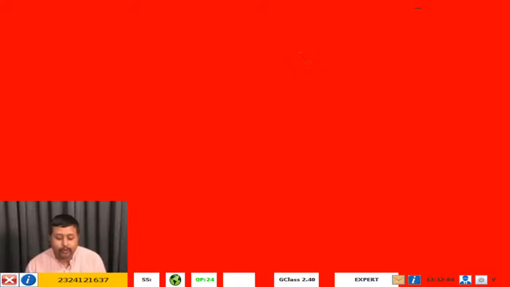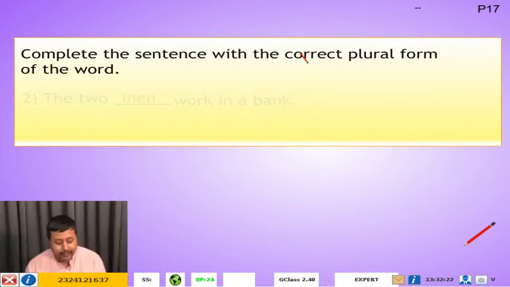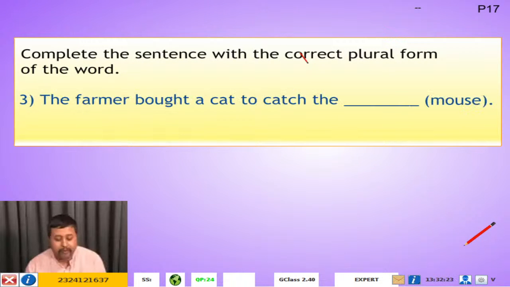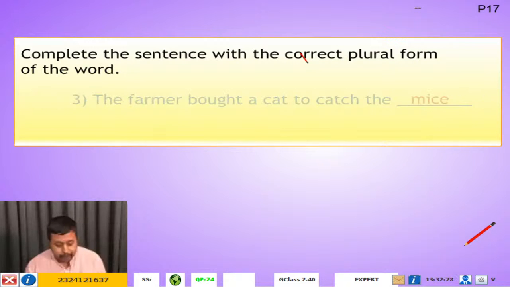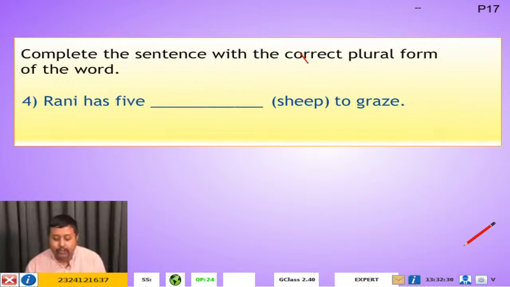Now complete the sentence with the correct plural form of the words. So there are dash child playing in the park. It should be what? Child's plural form is children, right? Then the two dash man work in a bank. Plural form of man would be what? Men, right? Then the farmer bought a cat to catch the what? Mouse would be mice. Rani has five dash sheep to graze. Sheep will remain sheep only, right?